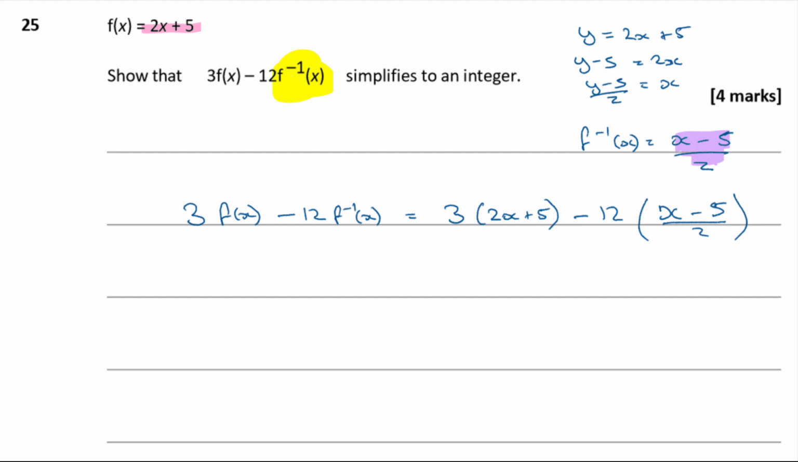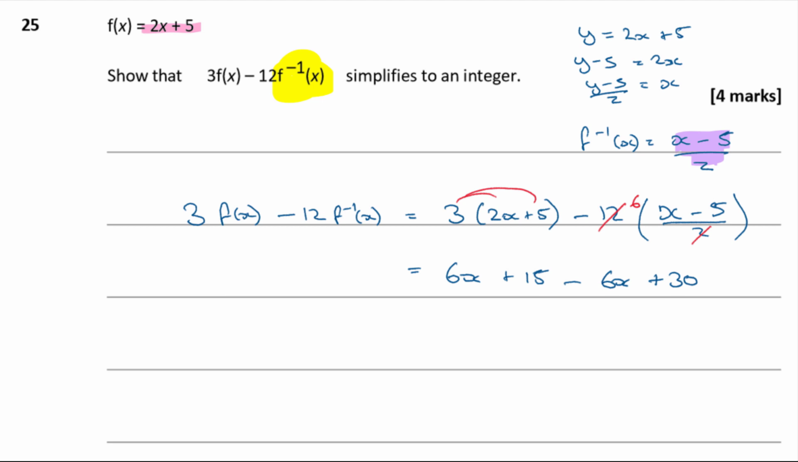Right, let's just simplify that out. Multiplying out the bracket, I'm going to get 6x plus 15 for the first bracket. With the second one, I'm just going to divide that 2 into the 12 first and get 6. And then I can just multiply that 6 out on those two terms. So I'm going to get 6x. Now I've got minus 6x times minus 5, so that's going to give me plus 30. So just take care with those signs at the end there.